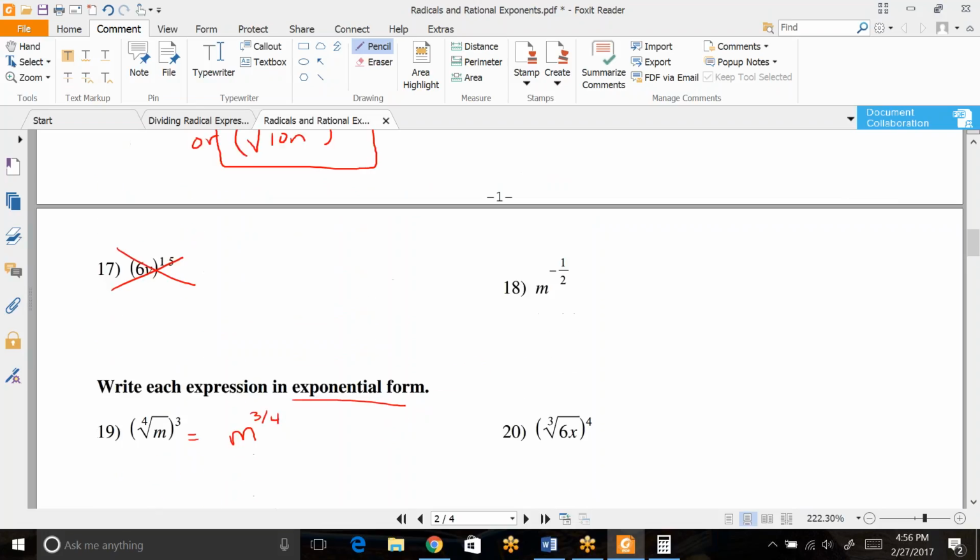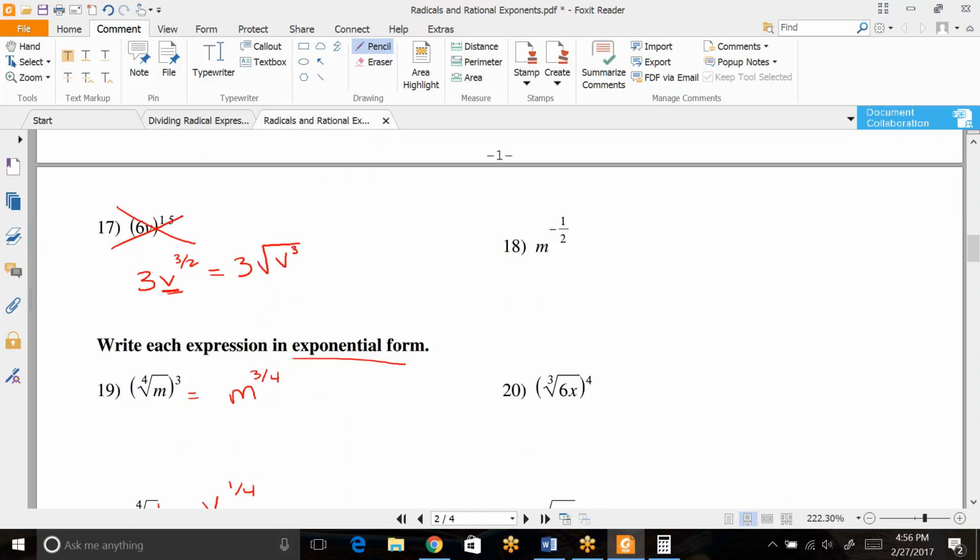So let me go back up here. I'm going to add a different one for number 17. What if we'd had 3 v to the 3/2? Notice this is not all in a parentheses, so that means the 3 is not really connected with what's going on here. This only connects to the base directly in front of it. So this would be the square root of v to the 3rd power, which again could be simplified, but if you don't have the parentheses, only the base in front of it goes in the radical.